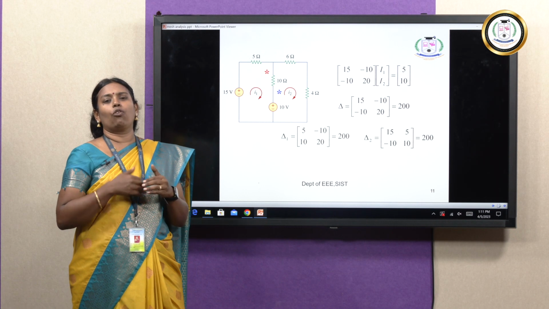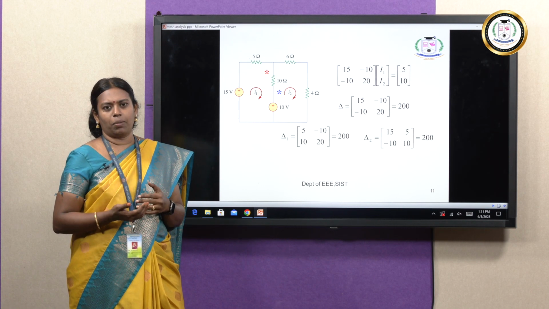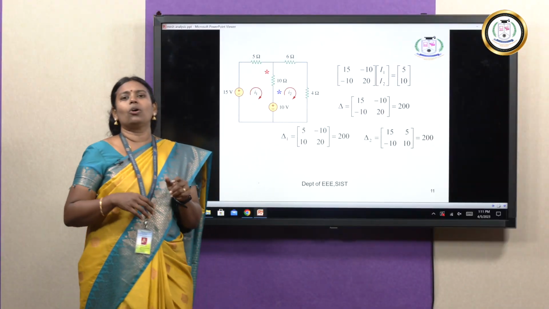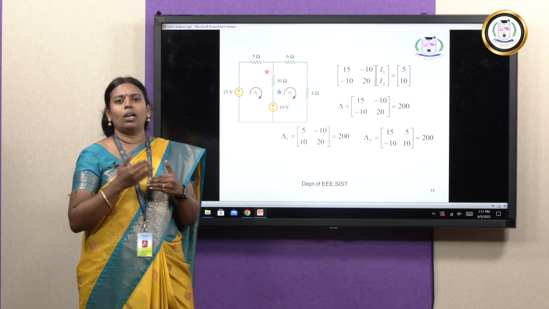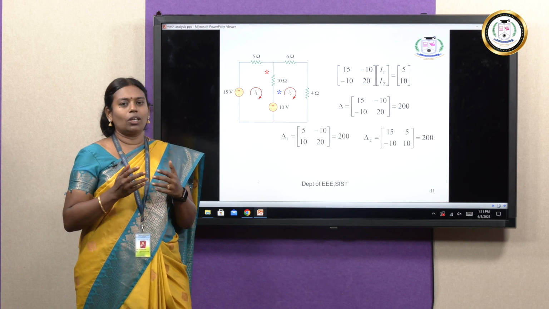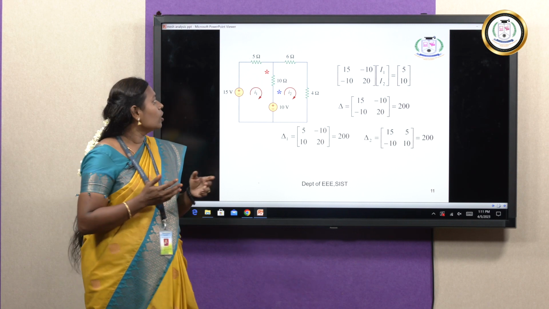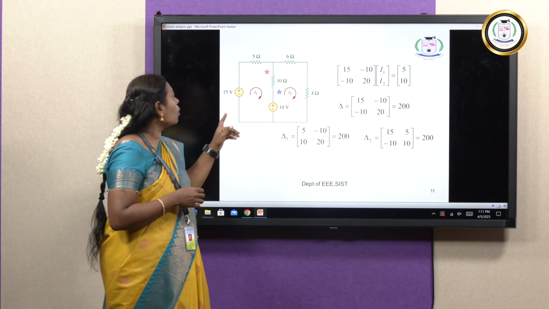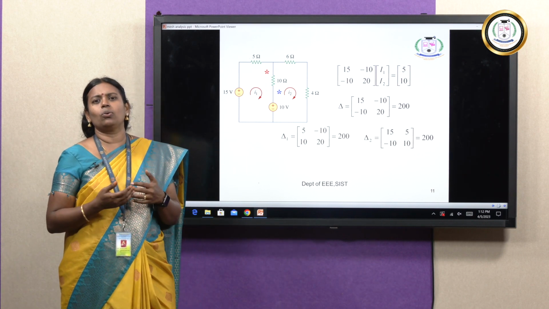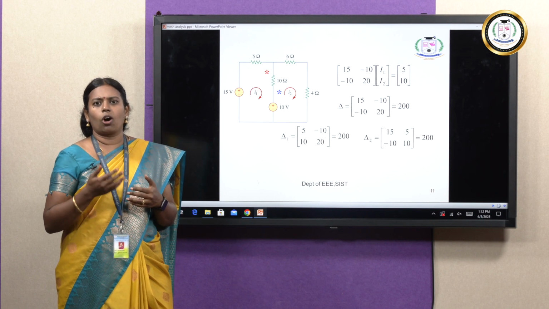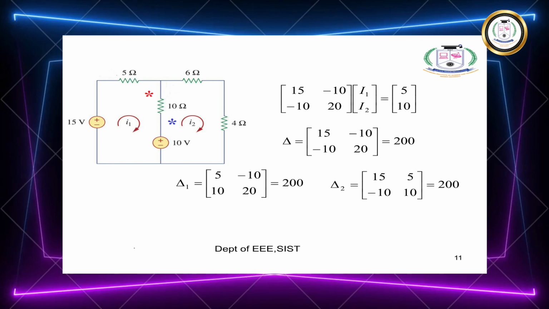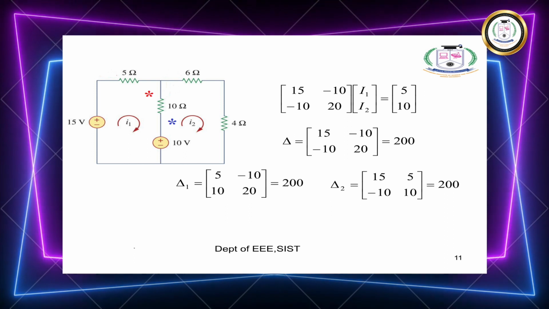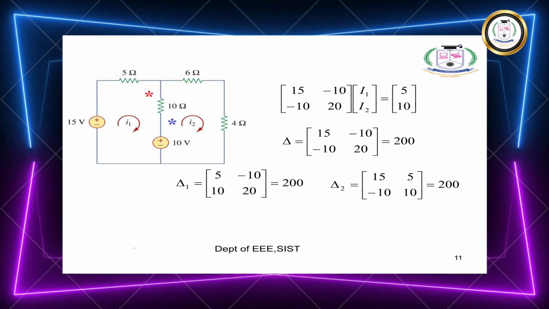Now let us find the remaining elements, that is the non-diagonal elements. That means I have to find R12 and R21. We know that in this matrix the R12 value will be equal to R21 value. Both values will be the same. So what is the meaning of R12? R12 means the resistance common to the first loop and second loop. See the circuit: which resistance is common to the first loop and second loop? The common resistor is 10.